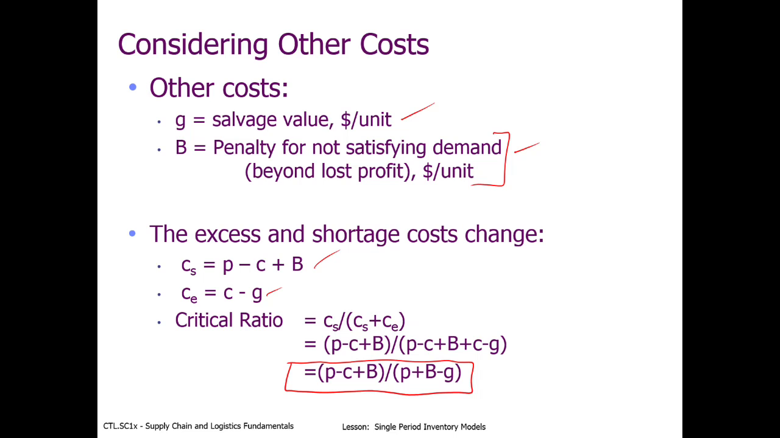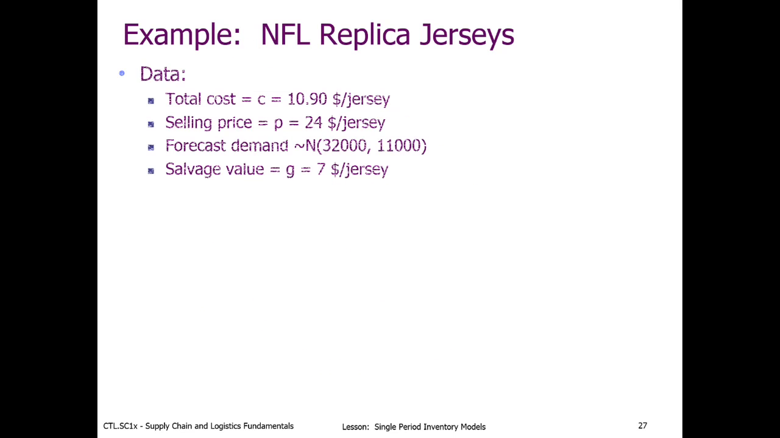So let's look at this in the case where I have a salvage value. Let's look at our problem again, and all this information is the same. Jerseys cost me $10.90. The selling price is $24 a jersey. My forecast demand is 32,000 with a standard deviation of 11,000. But now the only difference is if I don't sell my jerseys within that 8-week period, I can discount them and sell them for $7 a jersey.